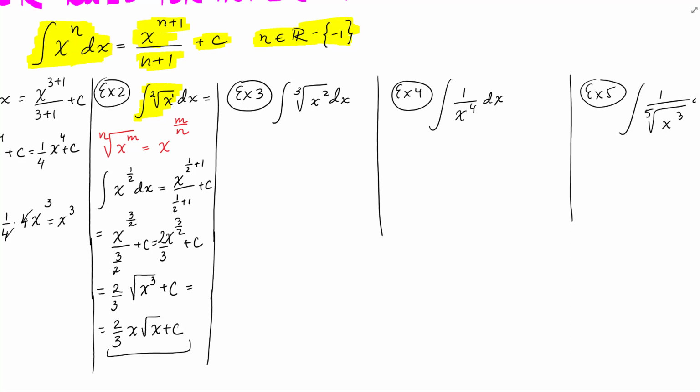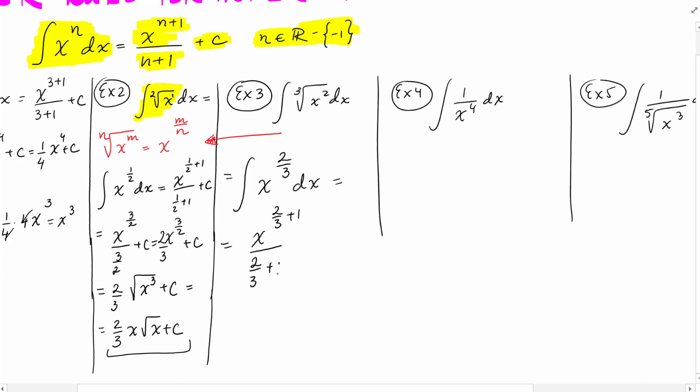And as you probably noticed, we're going to use the same approach of changing from radical notation into rational exponents. So the cube root of x to the second is x to 2 over 3. And so we have x to 2 over 3 plus 1 over 2 over 3 plus 1 plus a constant. So we get x to 5 over 3 over 5 over 3 plus a constant. Now the 5 over 3, we can flip into 3 over 5, and then we write the cube root of x to the fifth. We change it back into radical form.